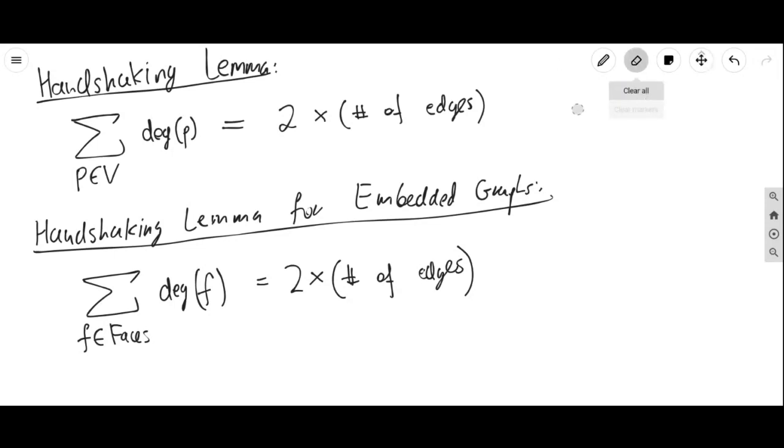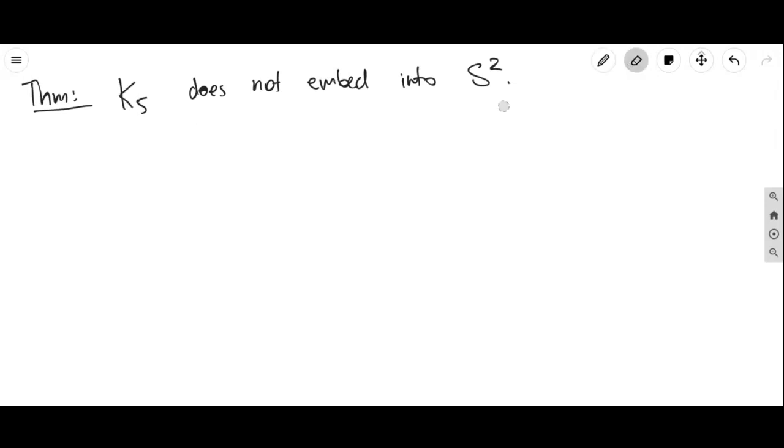So here's how we prove. Let's give a classic proof. It's a very nice proof. So let's state this as a theorem because this is pretty surprising. The theorem here is K5 does not embed into S2. However, it does embed into the torus, but you will show that K8 does not embed into the torus. It's almost the same kind of argument, you just have to tweak it a little bit. So, proof.